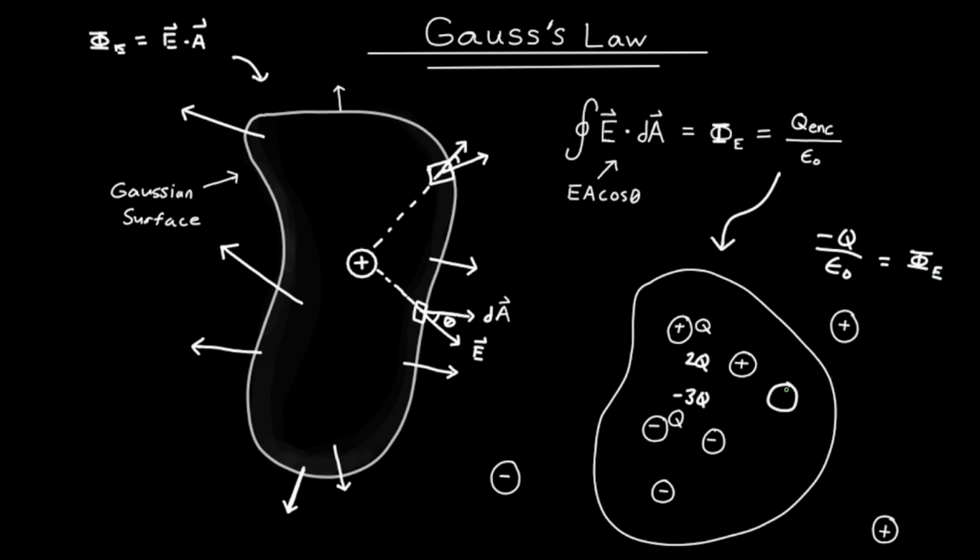Let's now imagine that we had an additional positive charge, so that the 2Q is now 3Q, and the net electric flux is 0. Does this mean that the net electric field is also 0? No, not necessarily, because we're just saying that 0 equals the surface integral of E dot dA. So therefore, that doesn't mean that the electric field is necessarily 0.